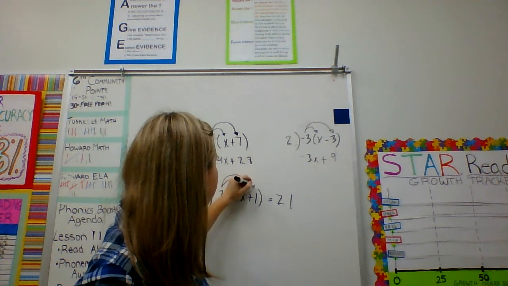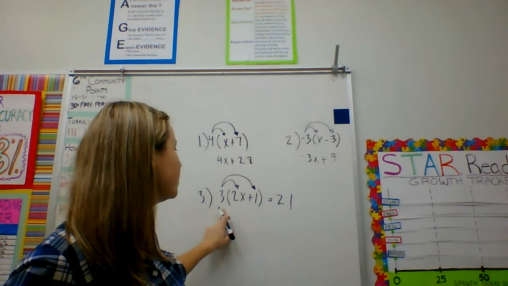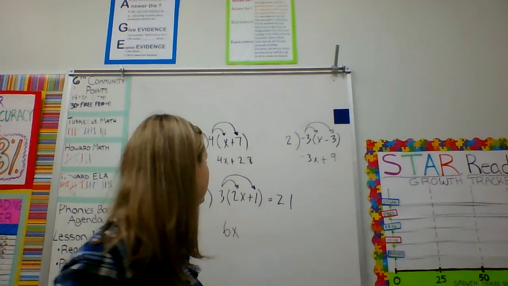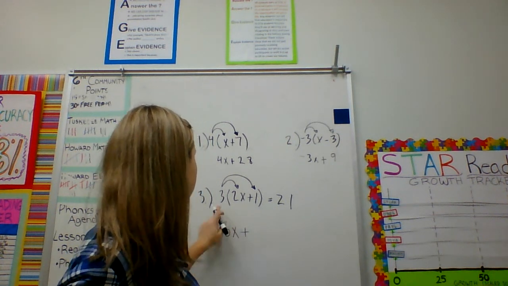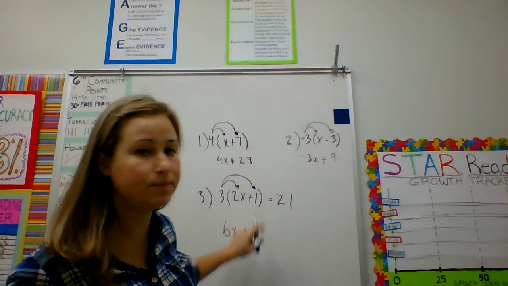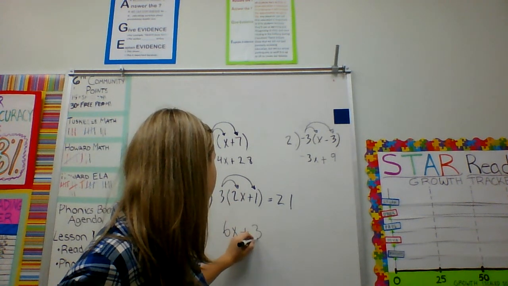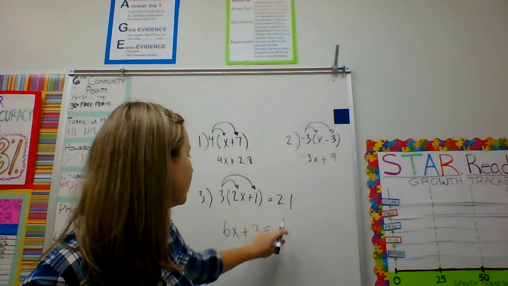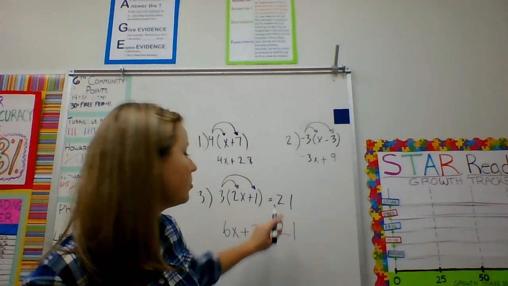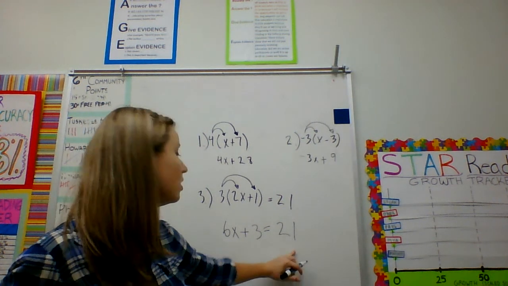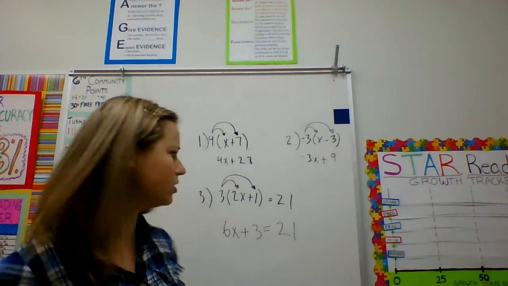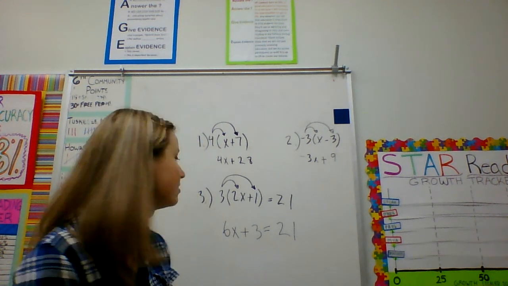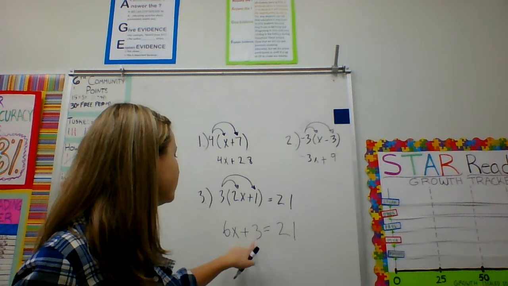I'm going to draw my arrows. 3 times 2x. That's just 6x. Plus positive 3 times positive 1. Just positive 3. So now I've simplified this and I brought it down. I also need to bring down my equal sign and the number after the equal sign. So it's equal to 21. Okay, so now I'm solving for x, and this is just a two-step equation, which is what we worked on yesterday in class.